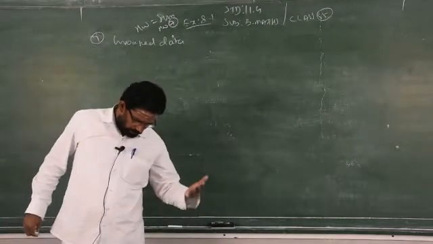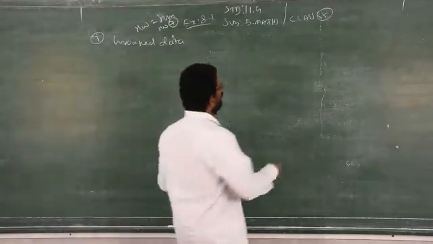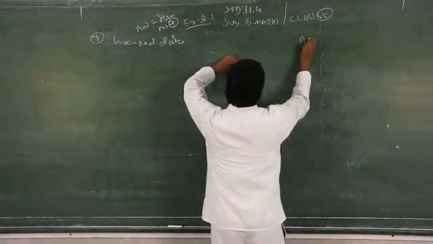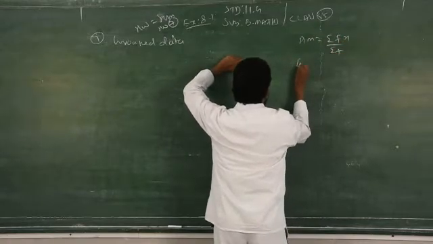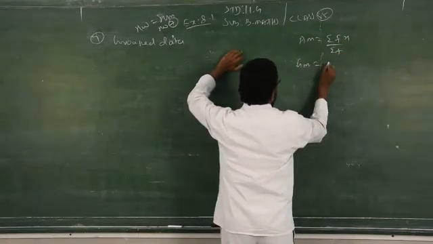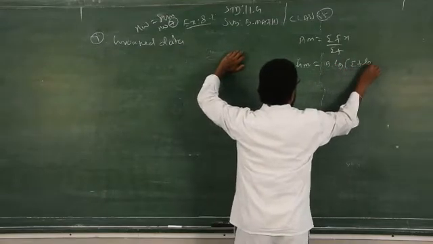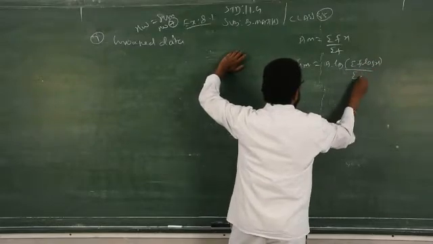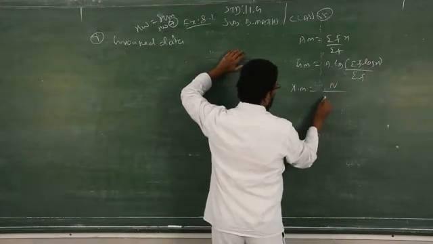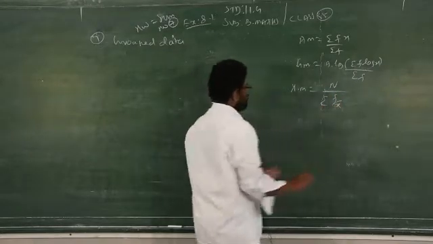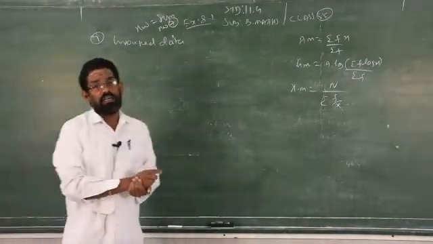For sum number 10, the same formula. What are the formulas for grouped data? AM is equal to summation fx by summation f. GM is equal to anti-log of summation f into log x by summation f. Whereas HM is equal to capital N by summation f by x. This is the formula for both grouped data as well as continuous data.